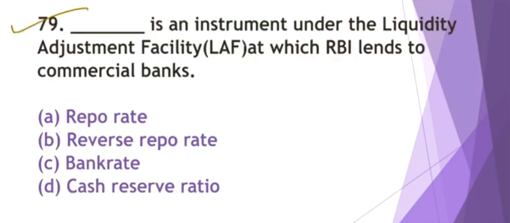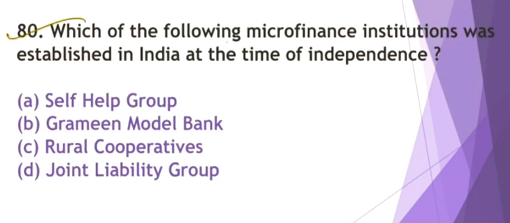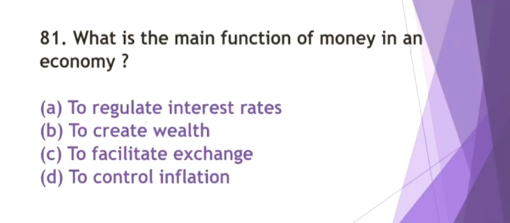79. Dash is an instrument under the liquidity adjustment facility at which RBI lends to commercial banks. Option number A, repo rate. Very, very important question. 80. Which of the following microfinance institutions was established in India at the time of independence? It is also an important question. Option number C, rural cooperatives.